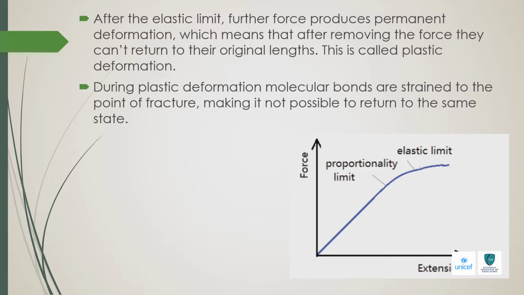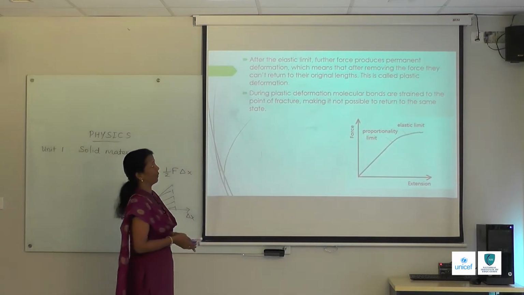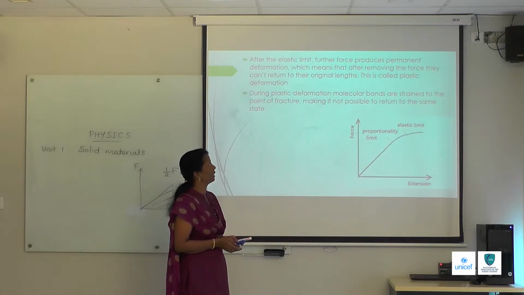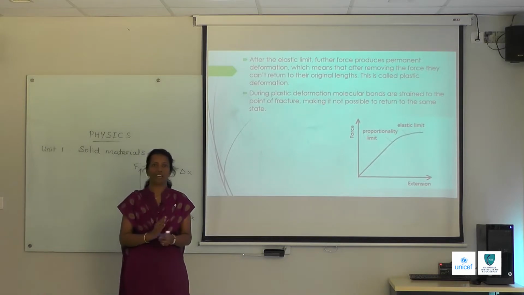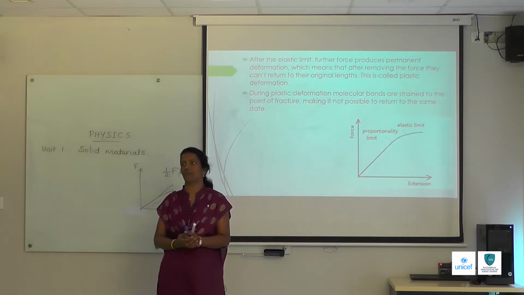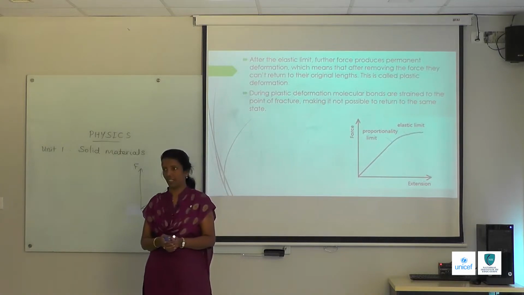And what happens if the material is stretched beyond the elastic limit? The material gets permanently deformed and it no longer regains its original shape and size when the applied forces are removed. You could see from here, during plastic deformation, the molecular bonds are strained to the point of fracture, making it not possible to return to the same state. So, it is very clear, within the elastic limit, the material regains its original shape and size when the applied forces are removed, but not beyond the elastic limit.